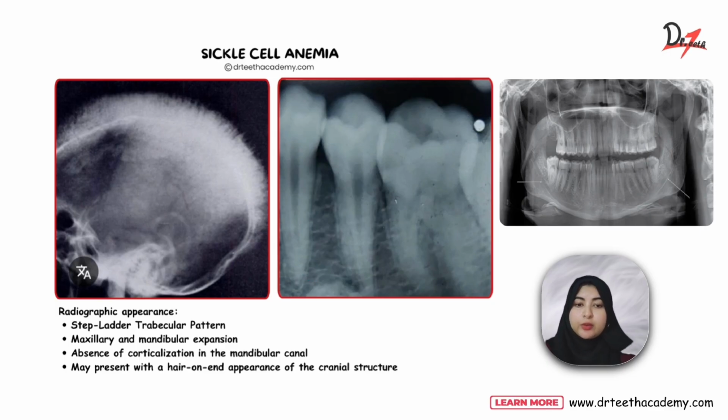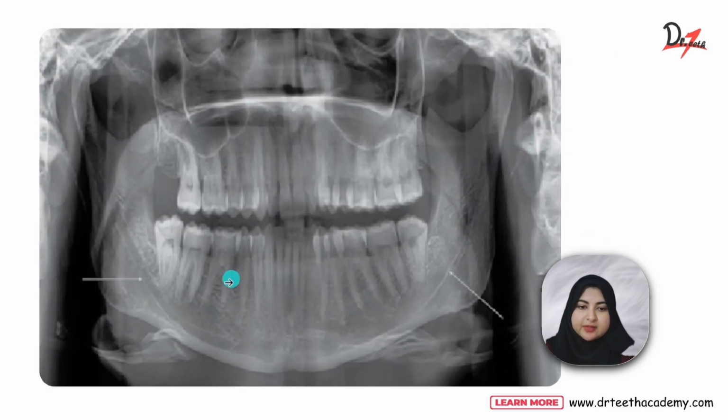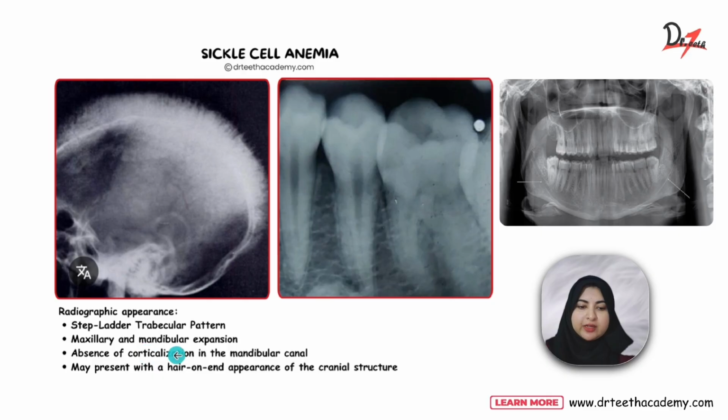The third feature we are going to find in sickle cell anemia is absence of corticalization in the mandibular canal. So what do you mean by this? Now, in a normal OPG, if you look here, this is a normal OPG and this is the mandibular canal. You will find two radio-opaque lines. So this is corticalization. But in sickle cell anemia patients, you're not going to find these radio-opaque lines. So that means it has absence of corticalization in the mandibular canal.